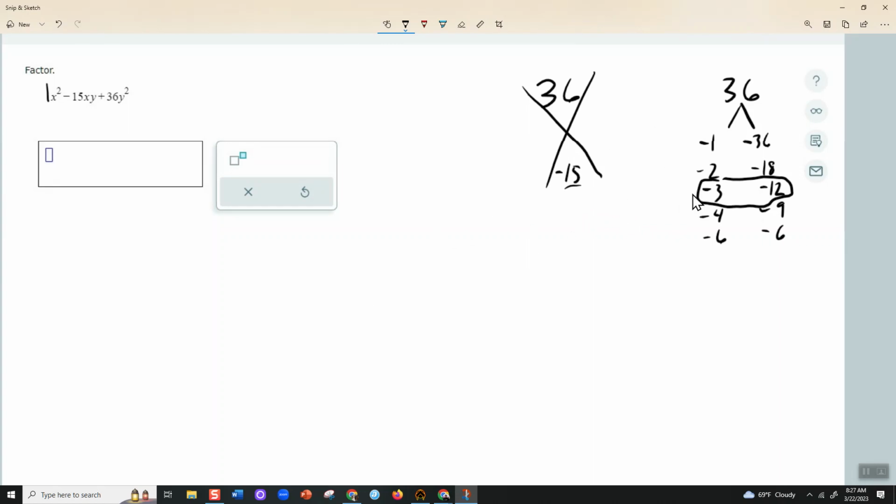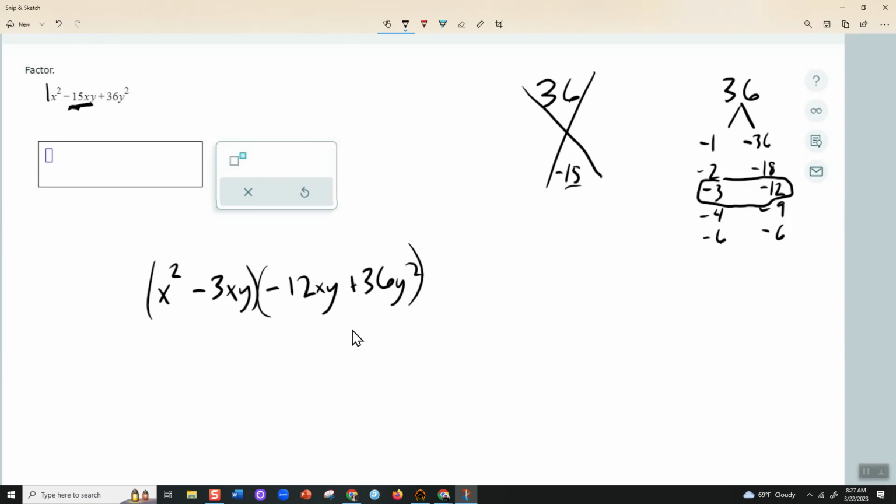And again, I'm showing the long way here. You're just going to replace this b term, negative 15xy, with negative 3xy and negative 12xy. We're replacing the b term with these, and we're including the same variables that are on the b term, and then we just put in the a term and the c term with variables. Then we factor by grouping. Group the first two, group the second two.